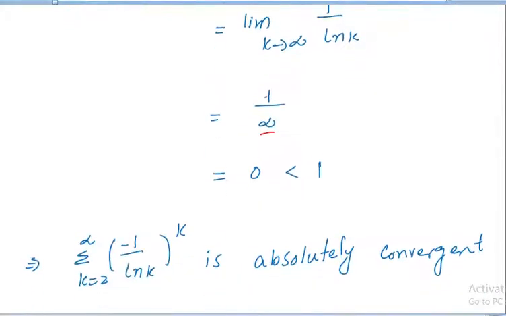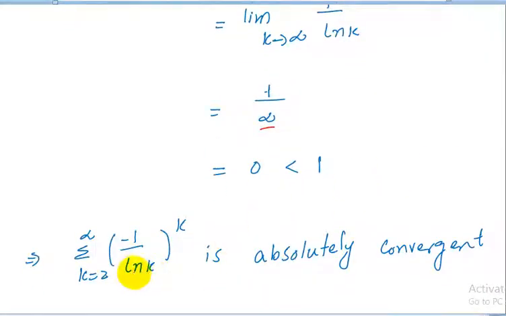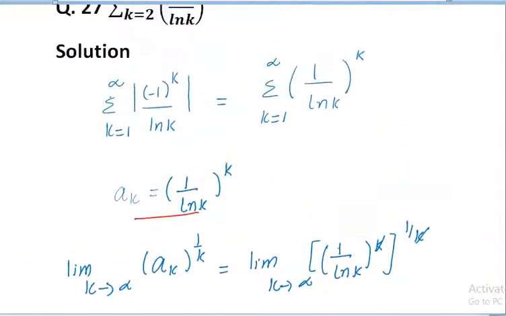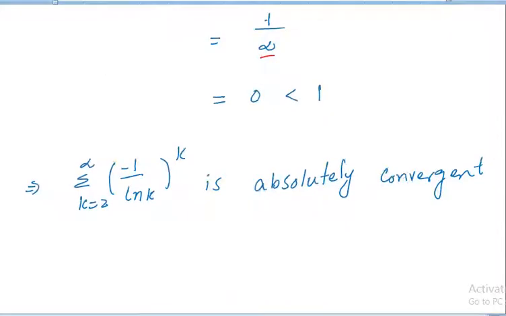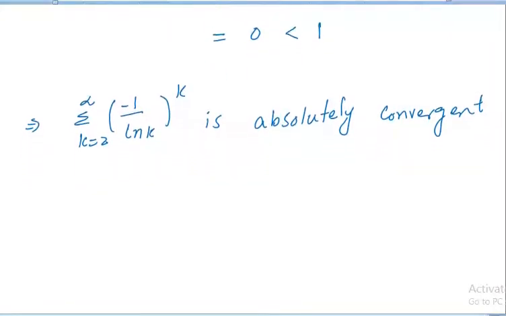So by the root test, summation k starting from 2 to infinity of minus 1 upon log k whole power k is absolutely convergent. As the mod of this series is convergent, this series is absolutely convergent. As this series is absolutely convergent, we can also write that this series is convergent, because an absolutely convergent series is a convergent series.